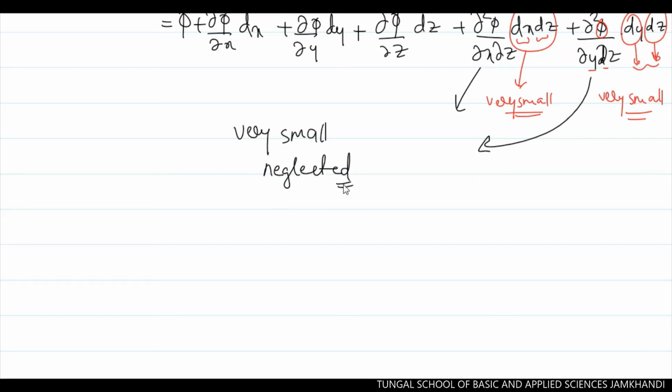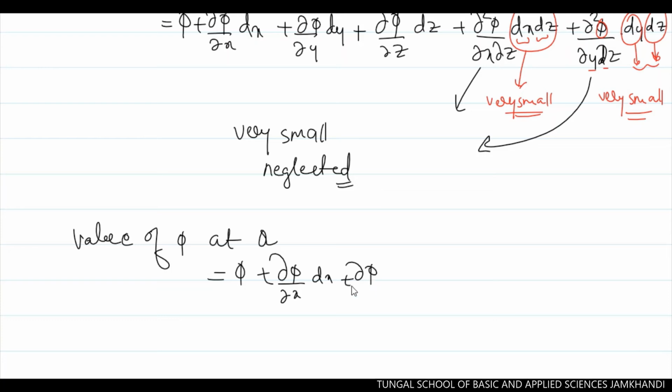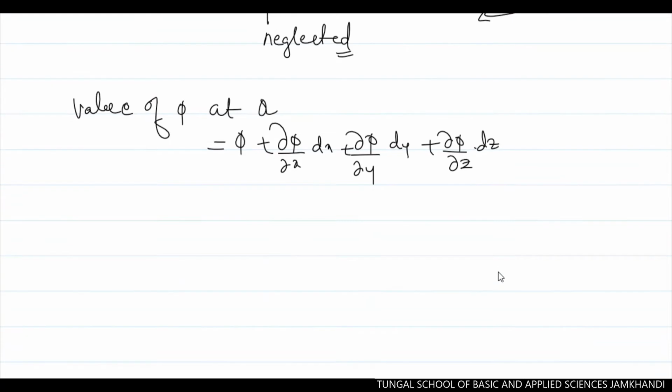Now if you neglect these two terms, then the value of the function phi at point Q becomes phi plus dou phi by dou x into dx plus dou phi by dou y into dy plus dou phi by dou z into dz. So this is the value at that particular point Q.